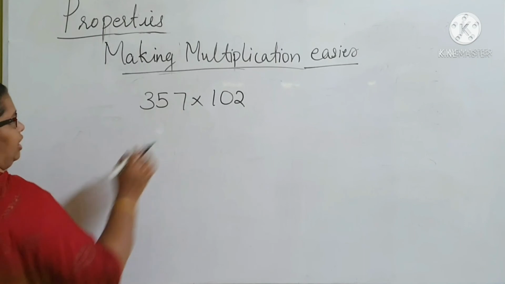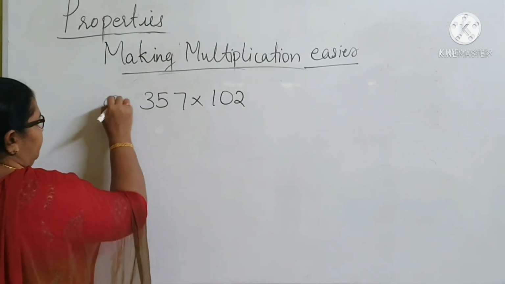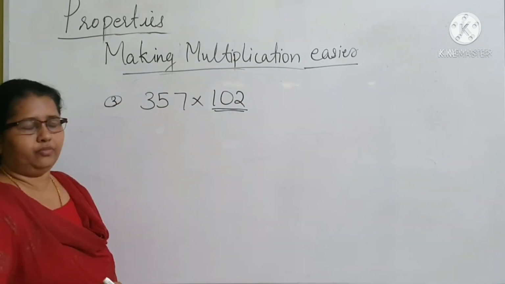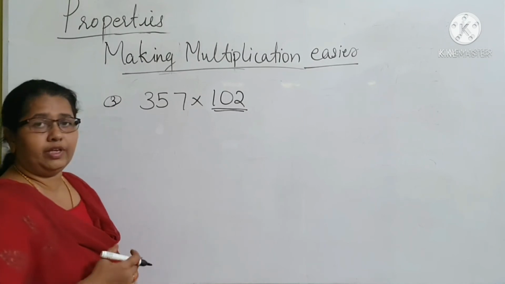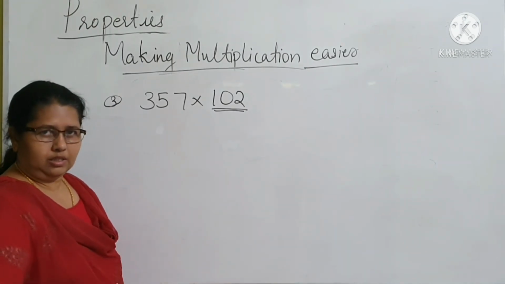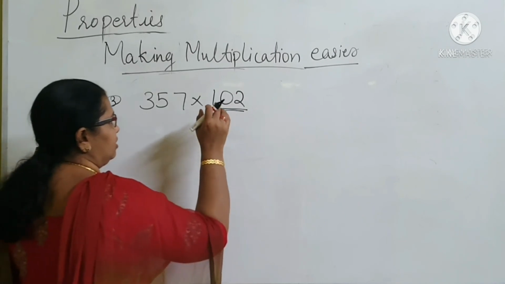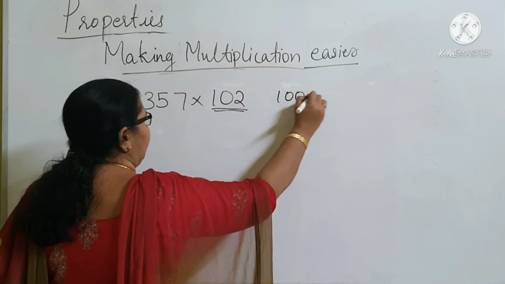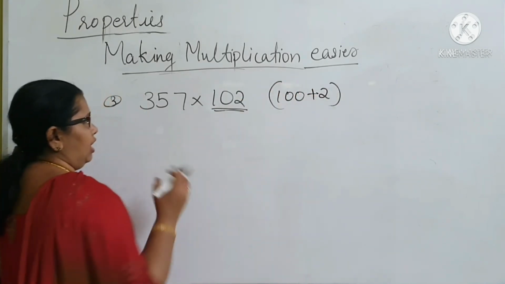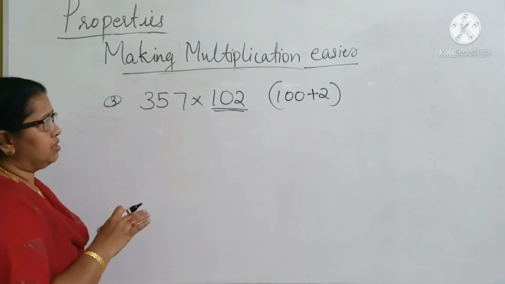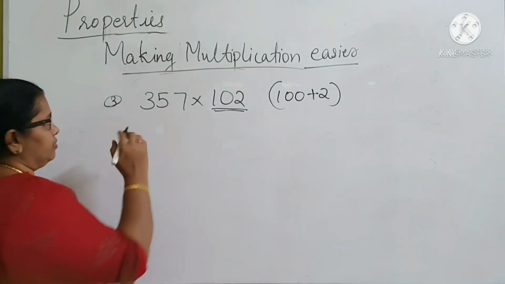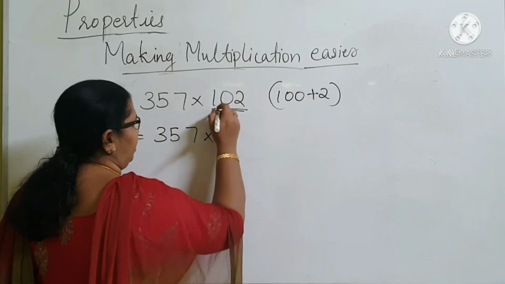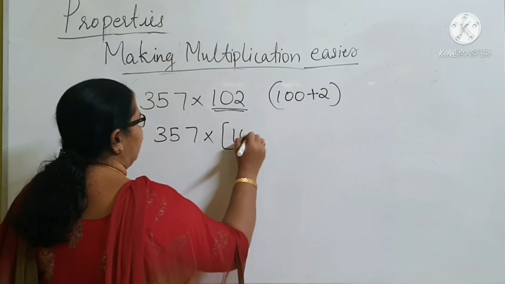357 into 102. We know multiplication by 100 is very easy. This 102 is very close to 100. So we can split 102 as 100 plus 2. Then that is equal to 357 into, in the place of 102, write 100 plus 2.